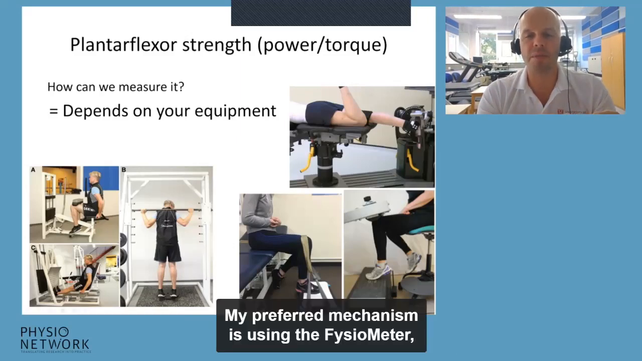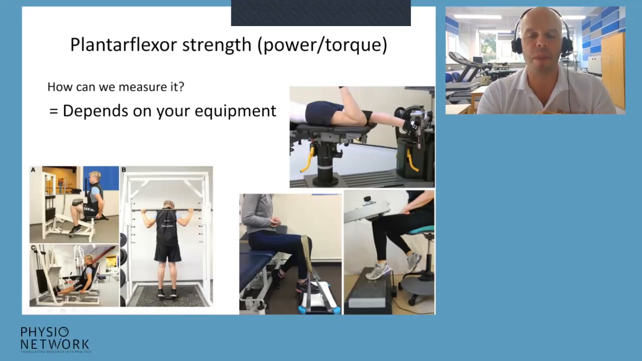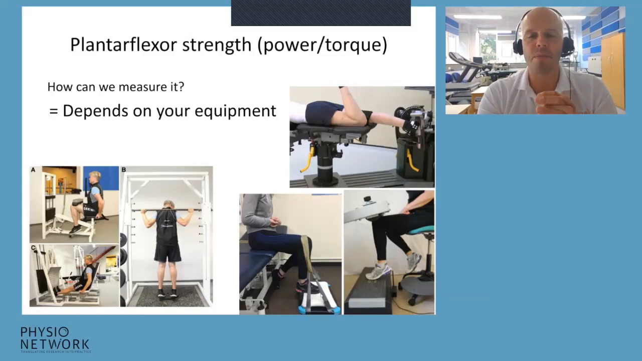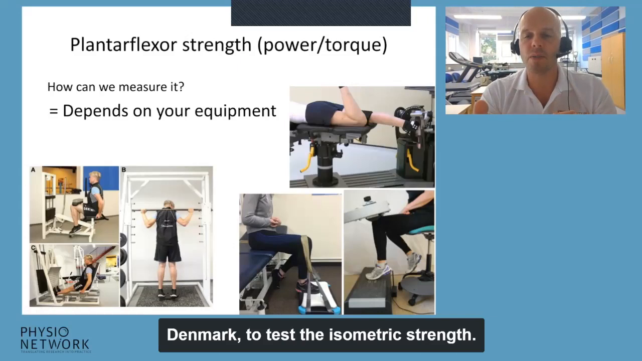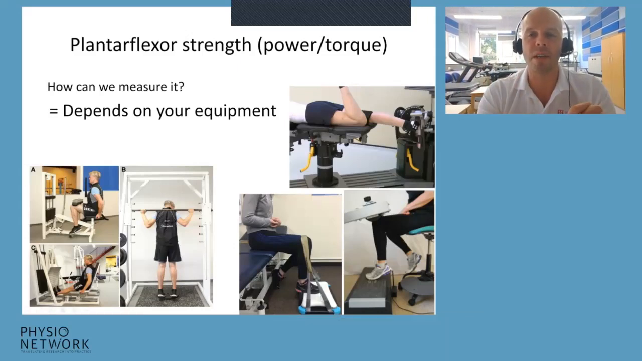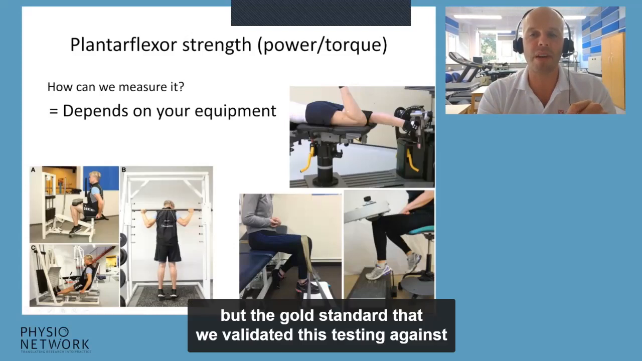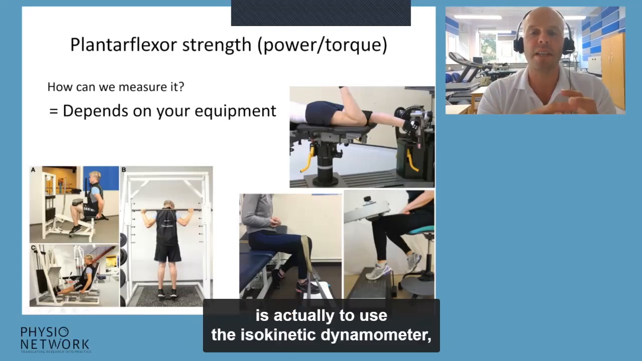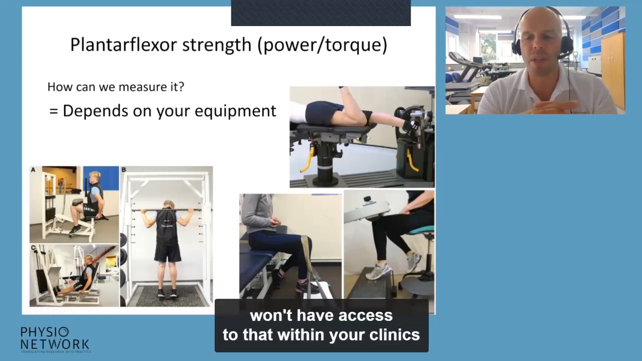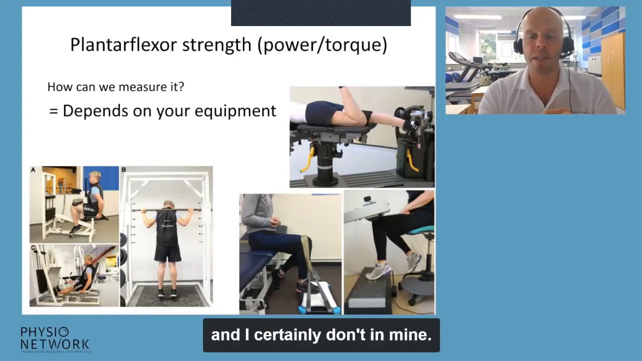My preferred mechanism is using the physiometer, which is a Nintendo Wii with some external software from Aalborg University in Denmark, to test the isometric strength. That's the quick, easy clinical test. But the gold standard that we validated this testing against is actually the isokinetic dynamometer. But I totally appreciate that many of you won't have access to that within your clinics, and I certainly don't in mine.